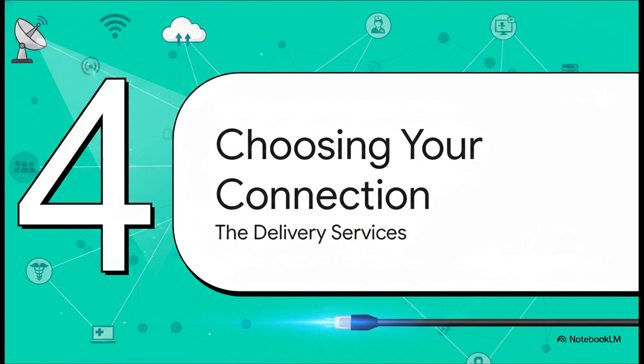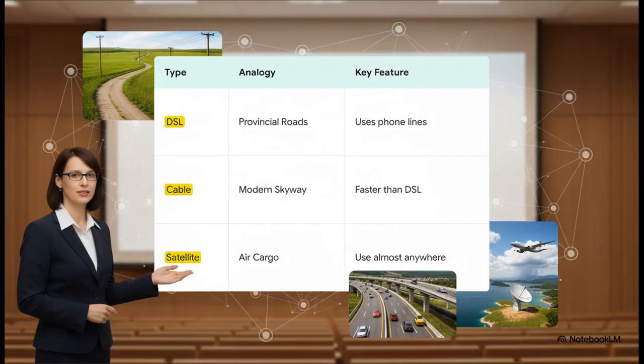All right, so we've got the highways and we've got the traffic laws. Now let's talk about the actual delivery services that use them. We're talking about the different kinds of internet connections available that create that channel for communication. This table breaks it down really nicely.